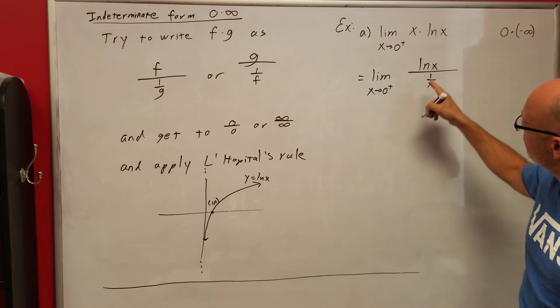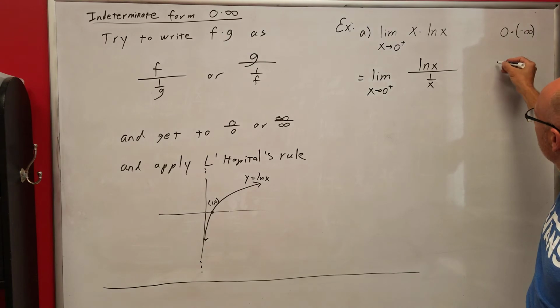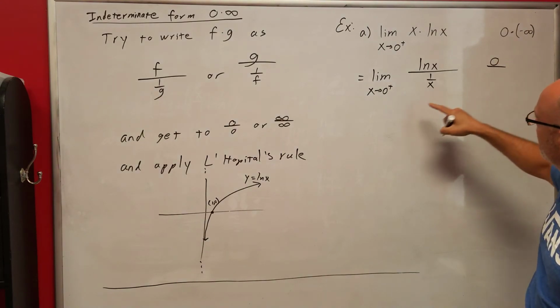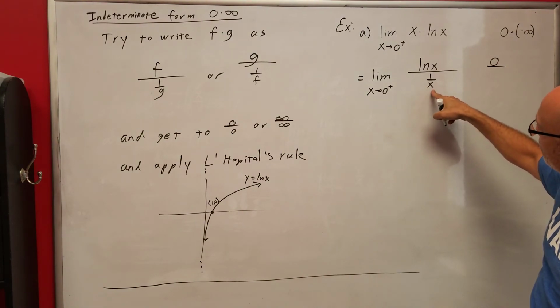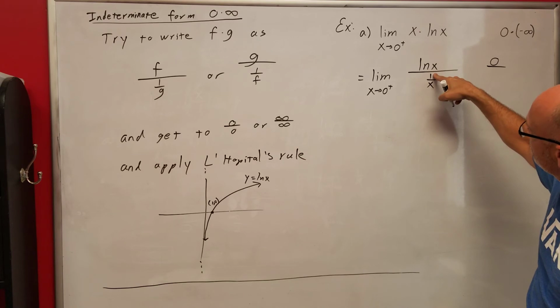All right, so let's see what happens. As x approaches 0 from the right, the natural log of x approaches 0, y'all told me. How about as x approaches 0 from the right here? What happens? What happens if the top stays fixed?